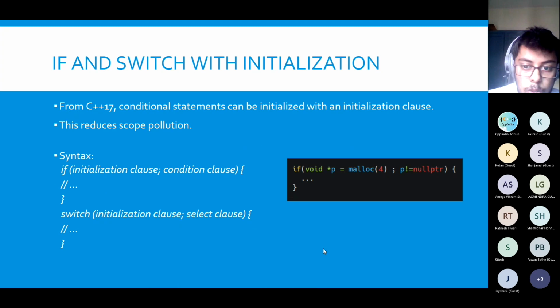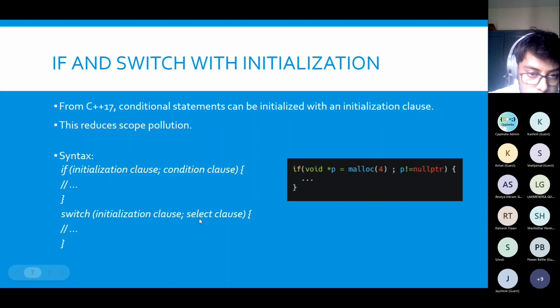Okay. So one more thing that I have for you is to use if and switch with initialization, and this was introduced in C++17. What this helps is to reduce the scope pollution, right? If you look at the syntax, there is an initialization clause and then there is some kind of condition clause. The condition clause, we already know, is used to check whether the compiler should execute the body of the if or switch statement.